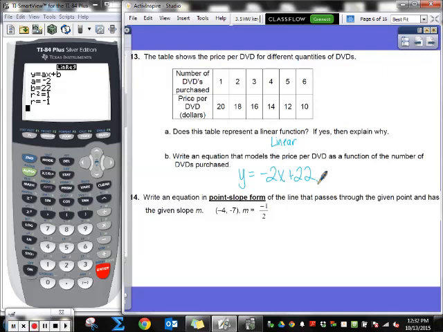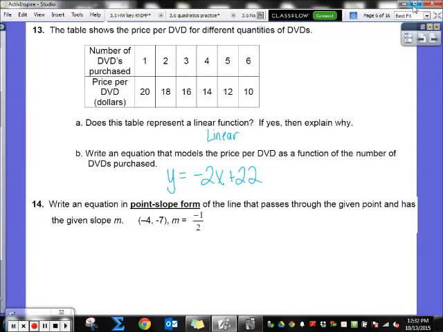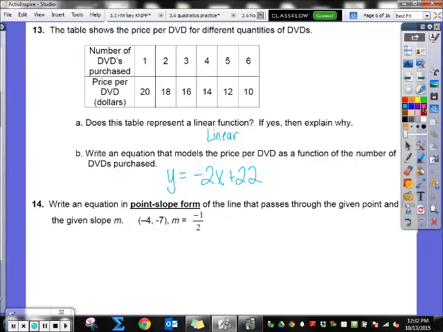So now we're going to write an equation in point slope form with the given point and the given slope. Well, point slope form is the one we usually have to start in, so this is just less work for us. So we have y minus negative 7 equals negative 1/2 times x minus negative 4. The only thing you really need to clean up about this is the double negatives. So I'm going to change those, and then I'm going to rewrite. Y plus 7 equals negative 1/2 times x plus 4. And you're done.